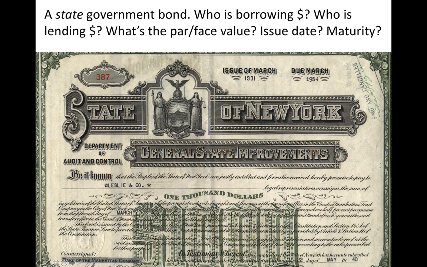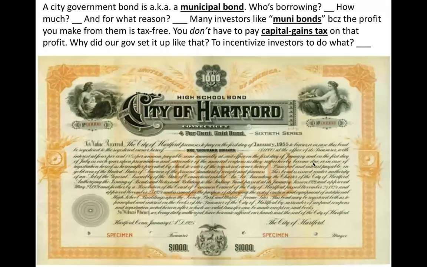And let's see, what is it for? It's for general state improvements. That usually means schools or roads, hospitals or bridges, that kind of thing. The state of New York is borrowing money instead of raising taxes.